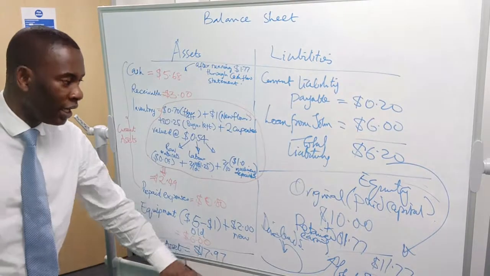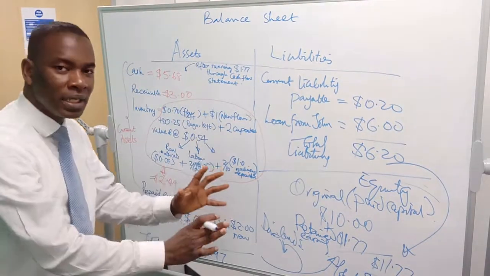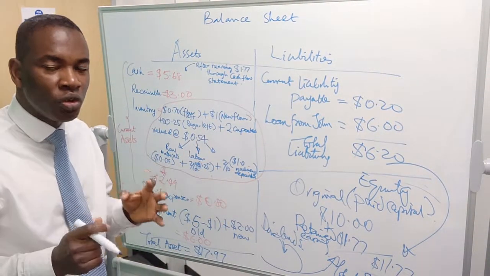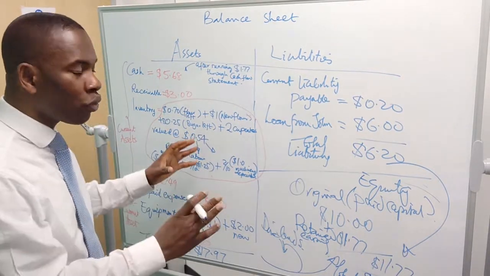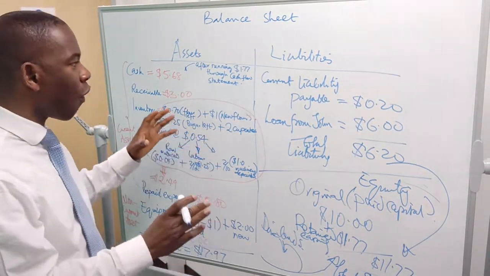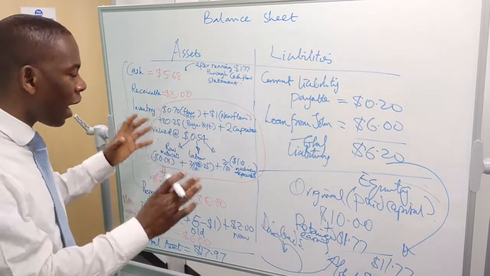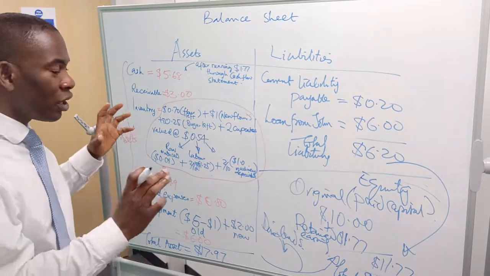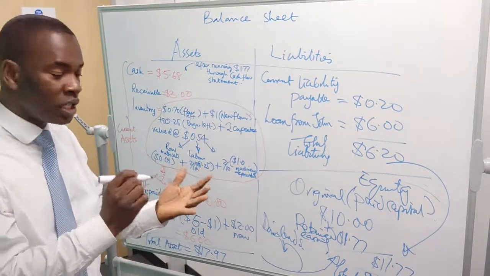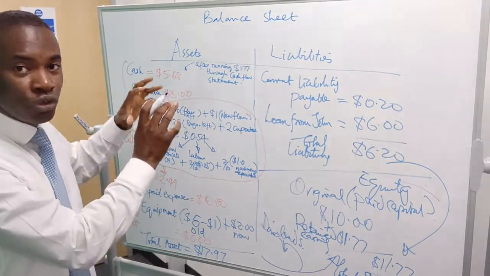So this balances right here. At that point in time, when you went into the company and took an assessment of what you have and what you owe, this was the financial picture that you wrote down.